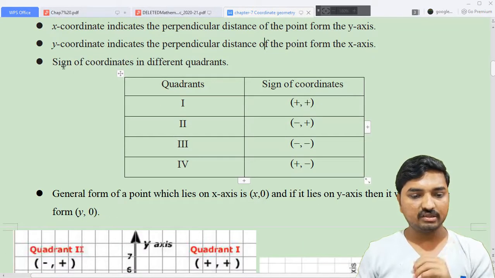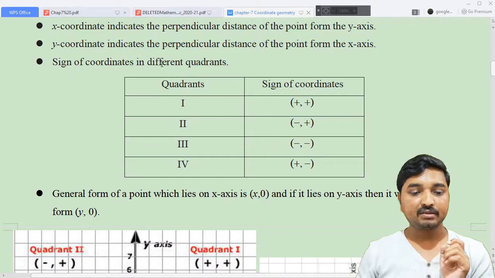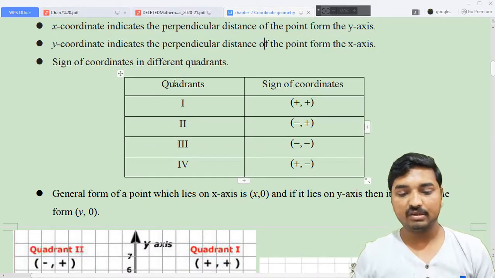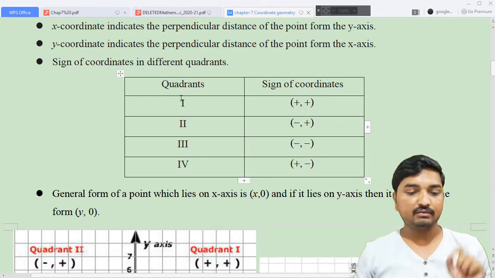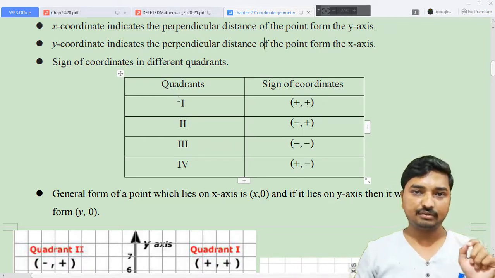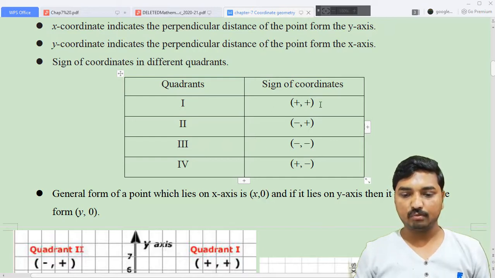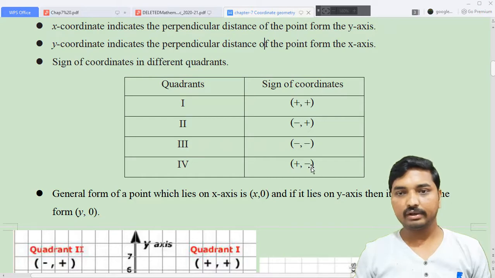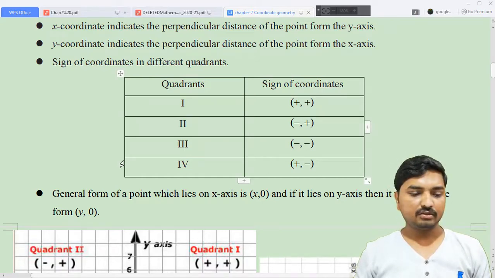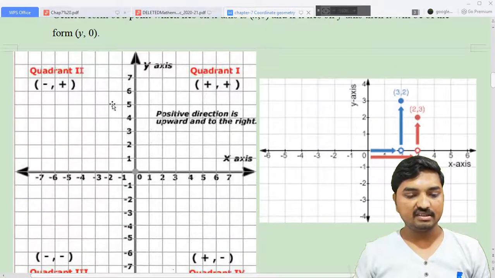Now this is a very important thing: signs of coordinates in different quadrants. You have studied this in the previous year also, and once again I'm going to recall it for you. In the first quadrant, both the x coordinate and y coordinate are positive. In the second quadrant, the x coordinate is negative and the y coordinate is positive. In the third quadrant, both coordinates are negative. And in the fourth quadrant, the x coordinate is positive and the y coordinate is negative. This is a very important sign convention, and it is mentioned in this figure.